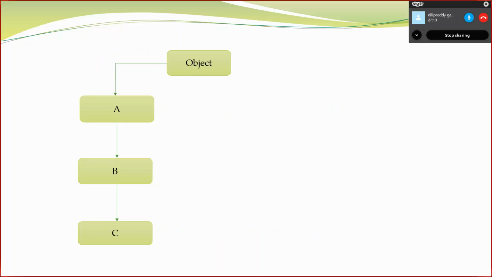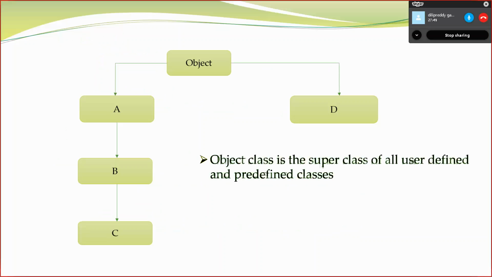Let's see who has an IS-A relationship. The Object class is the superclass of all user-defined and predefined classes. Correct? This is very important. Then class A is a subclass of Object, which means between the Object class and the A class we have an IS-A relationship. Did you see this one? The second point: class B is a subclass of A.